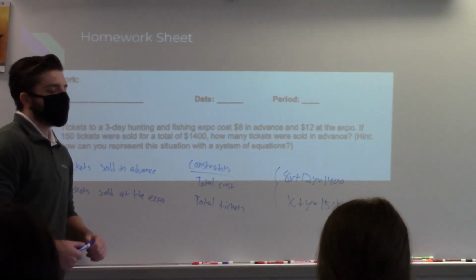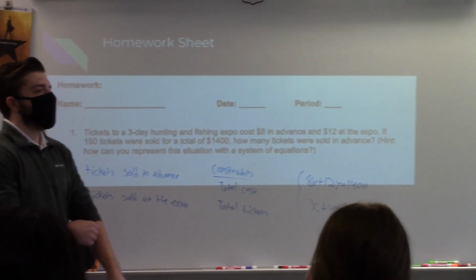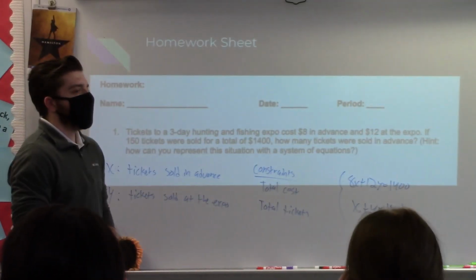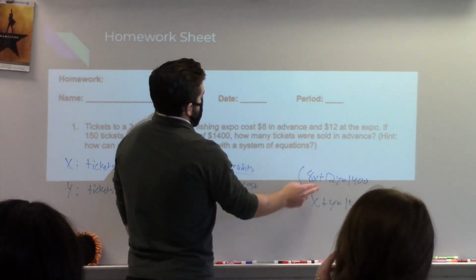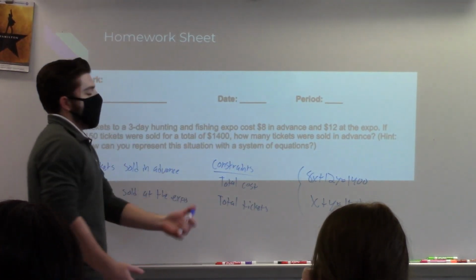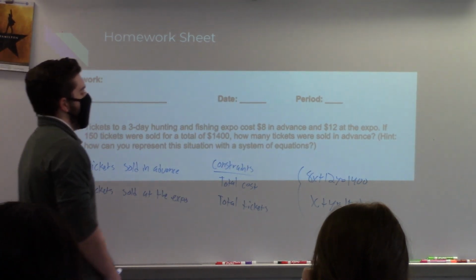Advance, and it's going to be the multiply, how many times and how many times got multiplied to equal 1,400. Exactly, so we know that $8 for each ticket in advance, which we said was X, and then $12 for each ticket at the expo, which was Y. So we knew those together were 1,400.